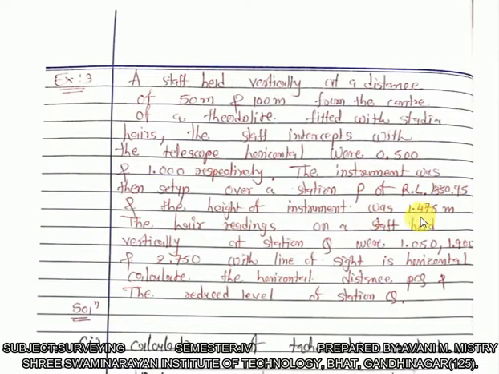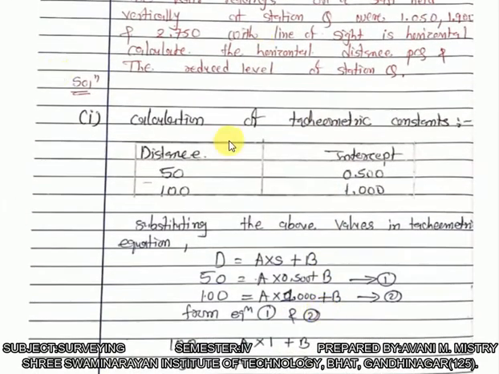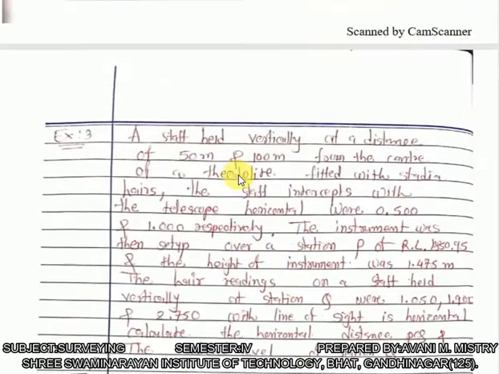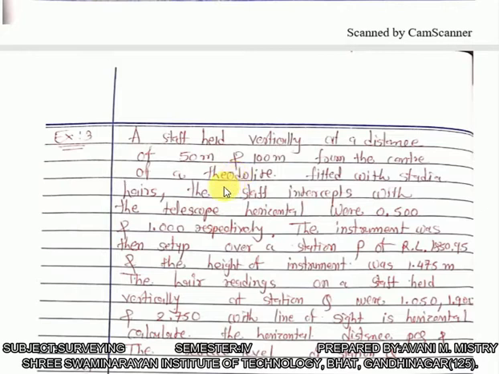The height of the instrument axis is 1.475, that is small h, and the hair readings on a staff held vertically at station Q are 1.05, 1.900, 2.750 with the line of sight horizontal. Calculate the horizontal distance PQ and the reduced level of Q. First of all, we have to find out the values of A and B, that is the multiplying constant and additive constant.